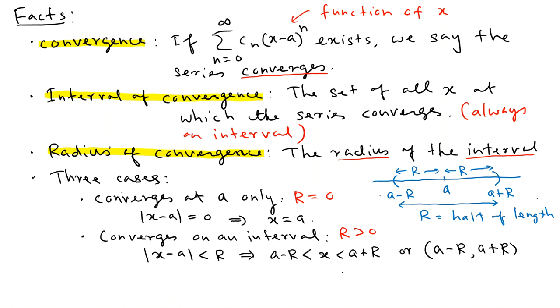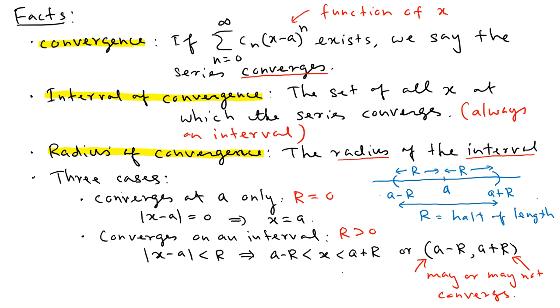But there is still something that you need to consider, because we don't know what's going to happen at the corners. Those two endpoints we have to check separately, because it may or may not converge at the corners. Good. That's the situation we get, but we're going to look at an example to see.